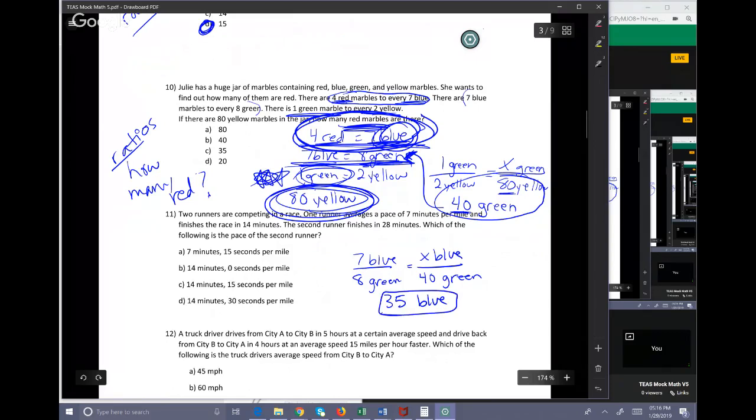So now I'm going to go 35 blue, and I'm going to go into my final proportion, which starts with 4 red relates to 7 blue, in the way that 35 blue, which goes down on the bottom with my other blue, relates to an unknown number of red. And what I get there is 20 red marbles.